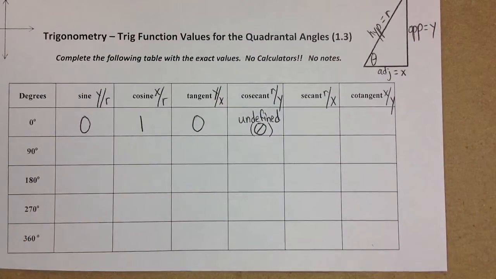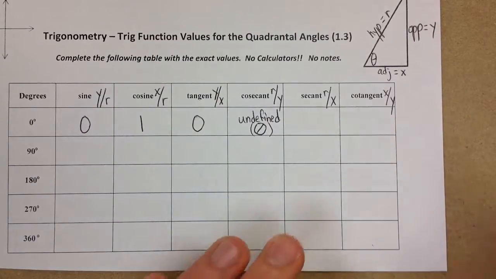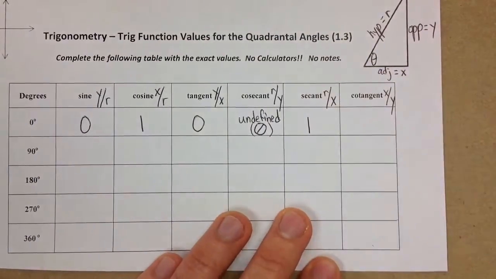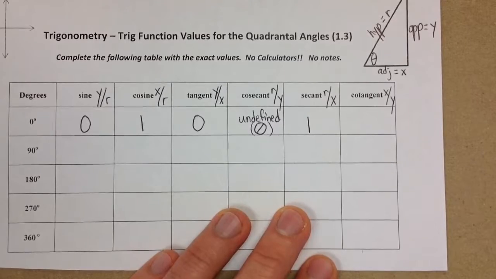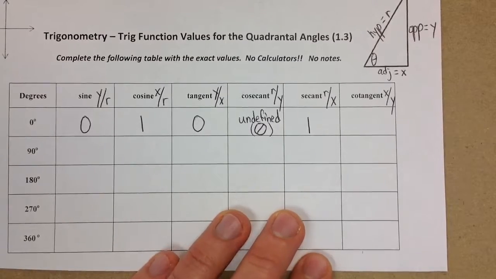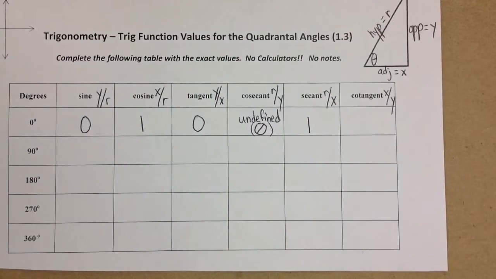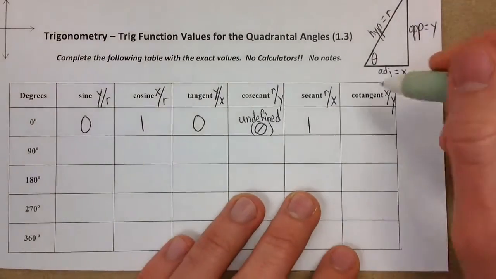Secant. Val, what do you think secant of 0 degrees is? 1. Very good. 1. And Nikki B, cotangent? x, y. 1. No, 0. Undefined. Oh, because 0 is at the bottom? Okay, yep.